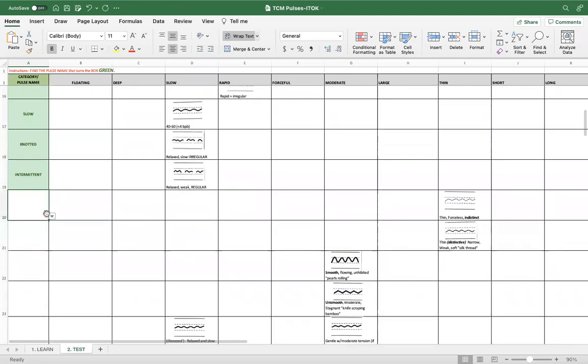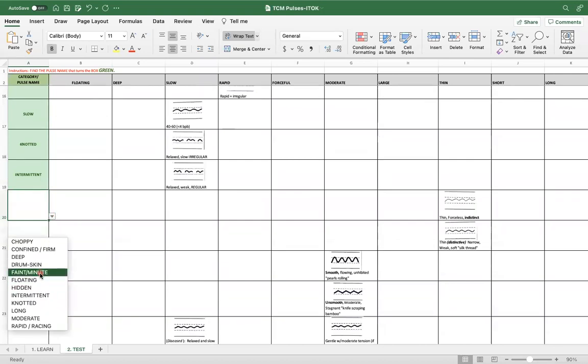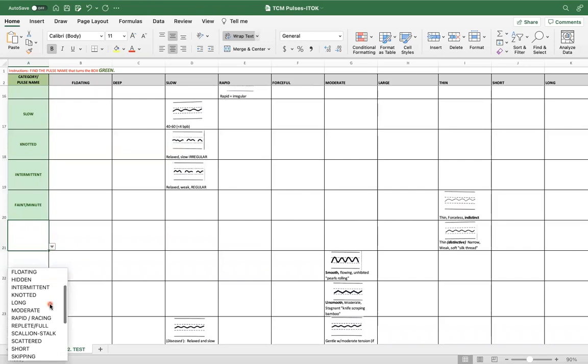40 to 60 BPM, that is a slow pulse. We have here thin, forceless, indistinct, that is a faint or minute pulse. And we have another one that is very similar. If you can see, the images are very similar. The only difference is the way distinctive. So thin, distinctive, narrow, weak, soft, like a silk thread. So that's a thready pulse.